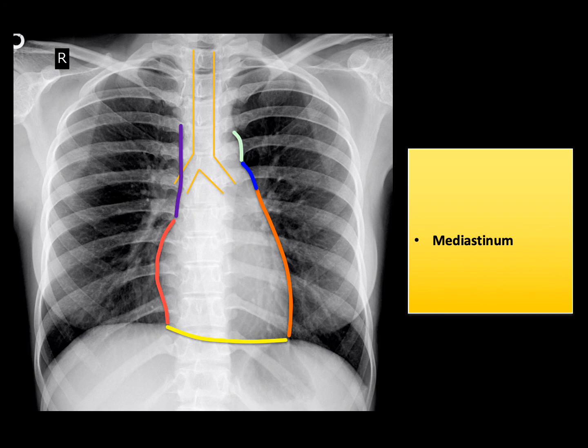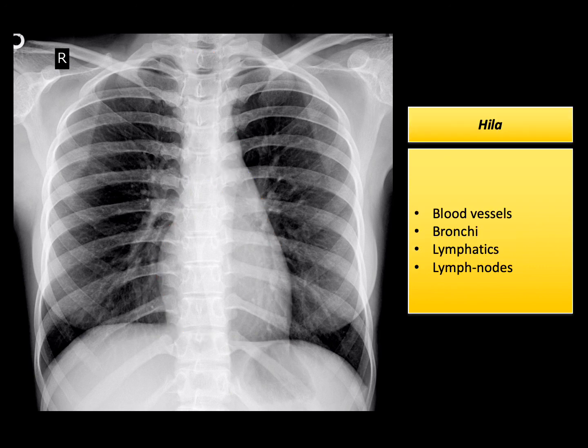Okay. So let me repeat this once again. The right upper border of the mediastinum is formed by the superior vena cava. The right heart border is formed by the right atrium. The inferior border is formed by the right ventricle. The cardiac apex and the left border of the heart is formed by the left ventricle. Above that you have the left atrium, a small bulge, and above the left atrium what you have is the aorta. So now that we're done with the mediastinum, we look at the hilum.